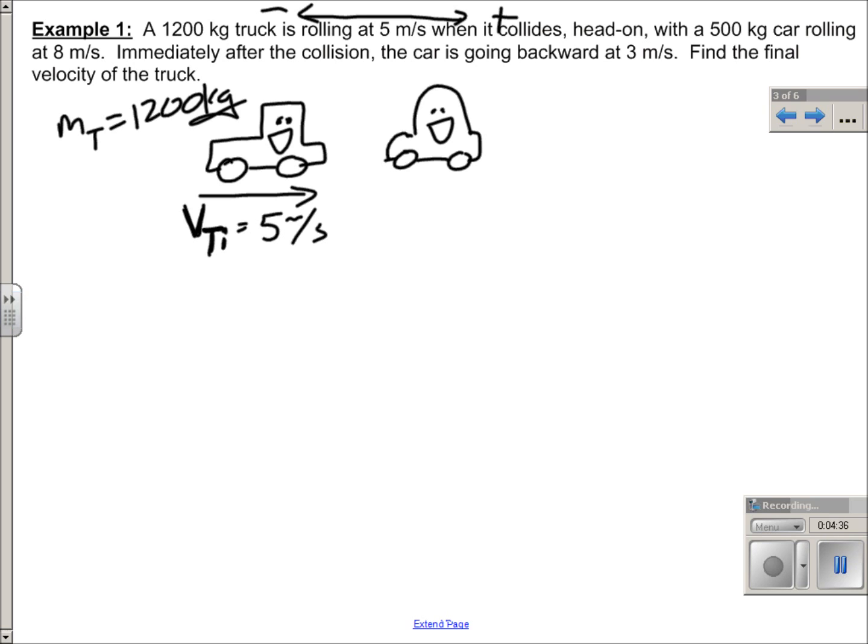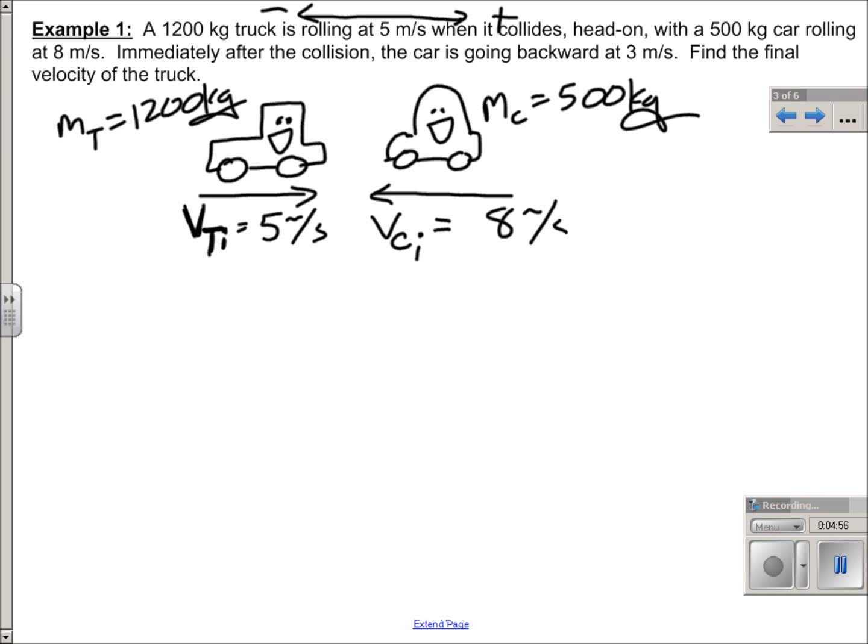Okay? Now it's colliding with a 500 kilogram car. So mass of car is 500 kilograms. And it's rolling at 8 meters a second. Velocity of car initially, right? Velocity car initially is 8 meters a second. And the drawing helps me identify, oh, wait a minute, that's got to be negative, right? Because it's moving in a negative direction, okay?